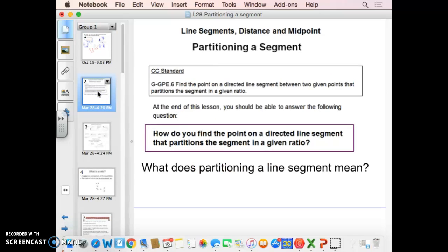Okay? So today we're going to look at line segments, distance, and midpoint. And all this should ring a bell because if you look on the sideboard, you should see the distance formula and the midpoint formula. So we're going to put it together so that we can partition a line segment. And so what does it mean to partition a line segment? You should be able to answer that question, and you should be able to answer the question, how do you find the point on a directed line segment that partitions the line segment into a given ratio?